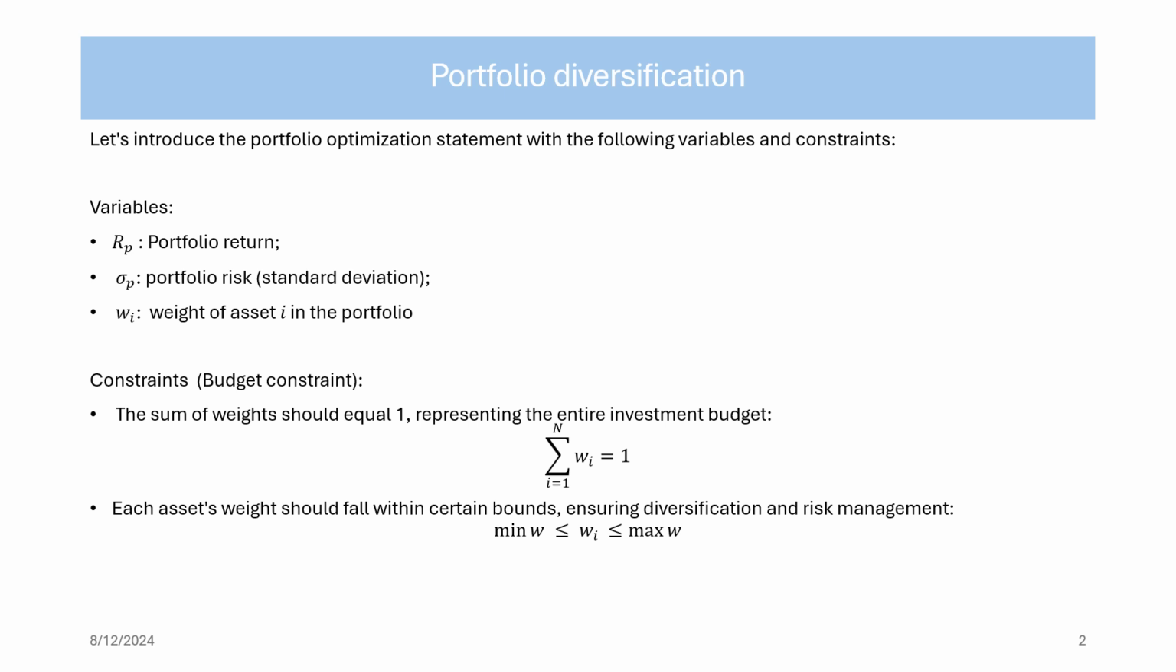Each asset should fall within certain bounds, ensuring diversification and risk management. So now wi, which is the individual weight, should always lie within the bounds determined by the minimum weight w and the maximum weight w.